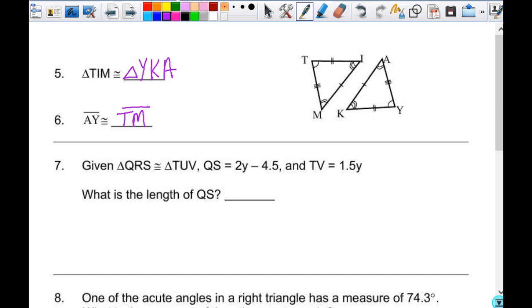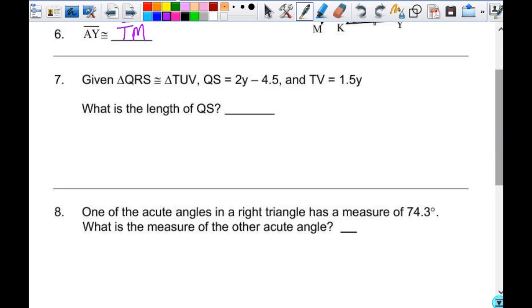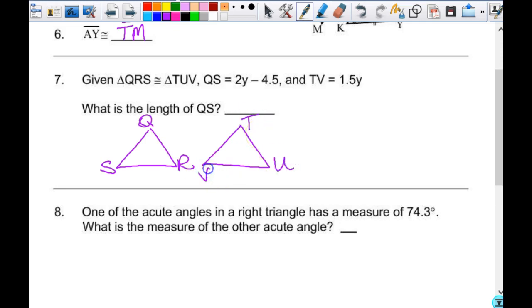All right, so then on this one, number 7, we are given that triangle QRS is congruent to TUV. So when I draw the triangles, I'm going to label them to where the corresponding pieces are in the same spot. That helps. So Q goes with T, which is up at the top, and then U and V. That way everything's lined up, like it makes more sense when you look at it. So the length of QS is 2y minus 4.5. TV is 1.5y. And then that's all I have, and these are the congruent pieces.